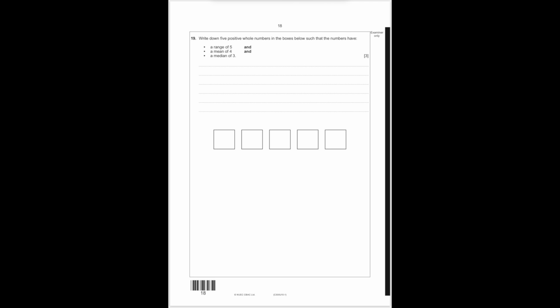Question 19. Write down 5 positive whole numbers in the boxes below. So these boxes here, such that the numbers have, so we've got some criteria to meet, a range of 5, a mean of 4, and a median of 3. Okay, so range of 5. So remember, the range is the biggest take away the smallest.